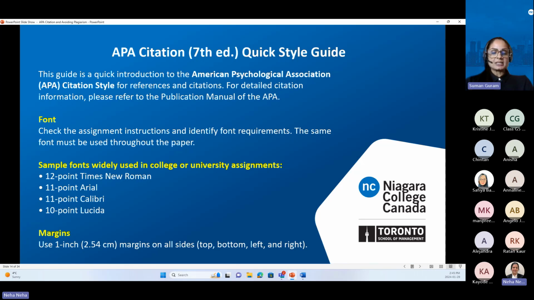So this is the APA citation, 7th edition quick style guide. APA, first of all, stands for the American Psychological Association. According to this citation style, there are requirements for various different areas, including font. Make sure you check your assignment instructions and identify the font requirements. Some of the sample fonts that are widely used in colleges and universities include the 12-point Times New Roman, the 11-point Arial, the 11-point Calibri, and the 10-point Lucida. We want to keep our margins at 1 inch on the top, the bottom, the left, and the right. And we also want to include a page number on the top right header.